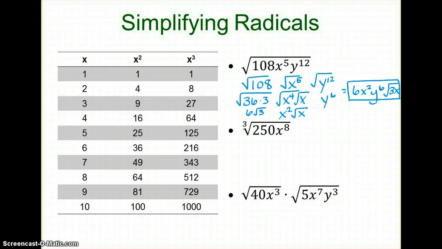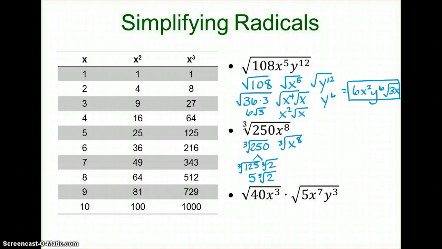So when I separate out my individual pieces, it's the cube root of 250, and we're also going to have to do the cube root of x to the 8th. So let's start with our cube root of 250. We said 125 is the biggest perfect cube that goes into 250, and that goes in there 2 times. So the cube root of 125 is going to give me 5, and I'm still going to have the cube root of 2.